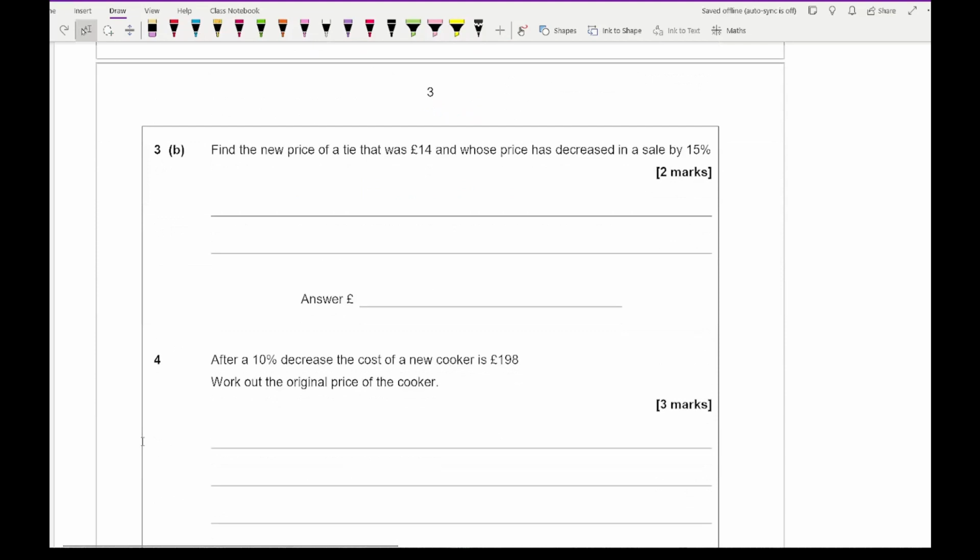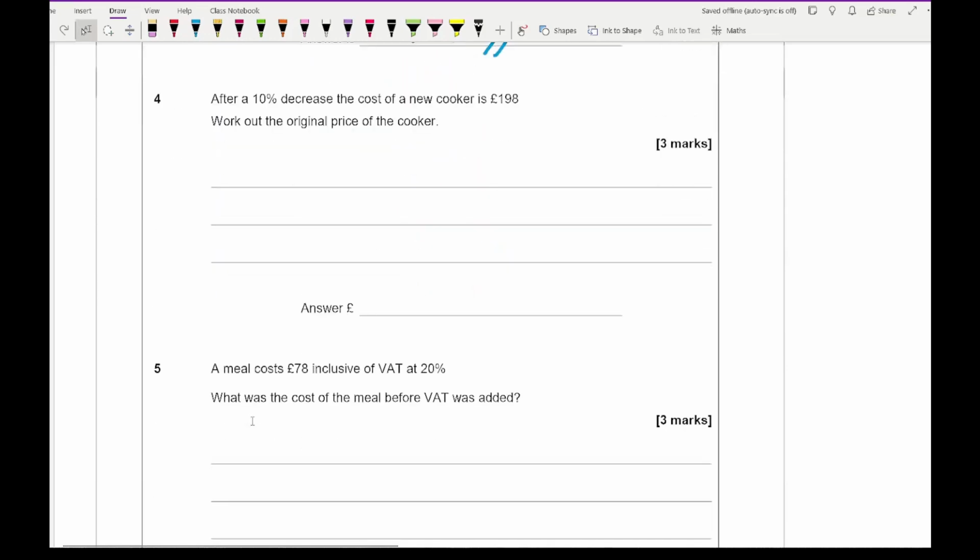Then for 3b, it says find the new price of a tie that was £14 and whose price has been decreased in a sale by 15%. So here it's going to be 14 multiplied, because I'm going from old to new, by 0.85. So again, on the calculator, 14 multiplied by 0.85, and that gives me an answer of £11.90. Don't forget to always give money questions to 2 decimal places.